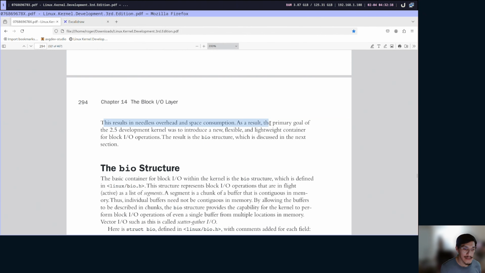As a result, the primary goal of the 2.5 development kernel was to introduce a new, flexible and lightweight container for block I/O operations. The result is the bio structure, which is discussed in the next section. Okay, the bio structure.